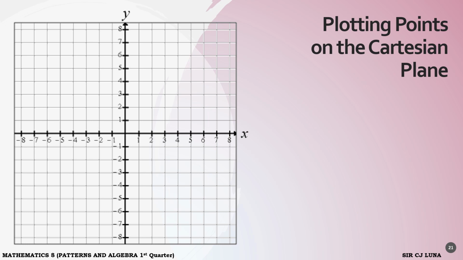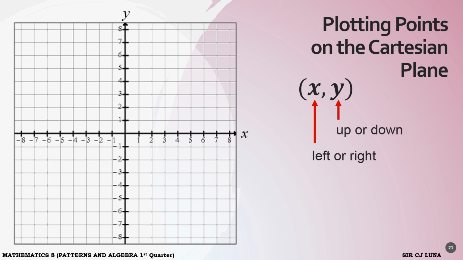Let's now learn how to plot points on the Cartesian plane. Our point has x and y coordinates. X means you have to go left or right of our Cartesian plane. And y is up or down.